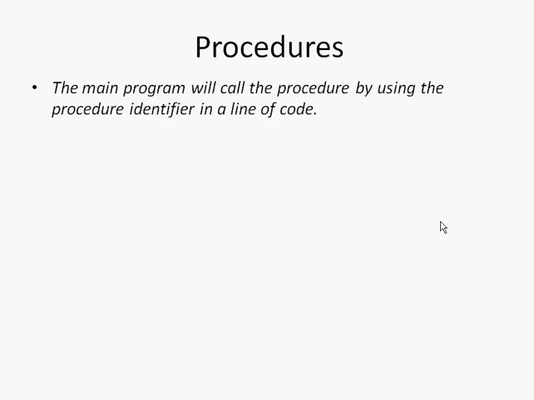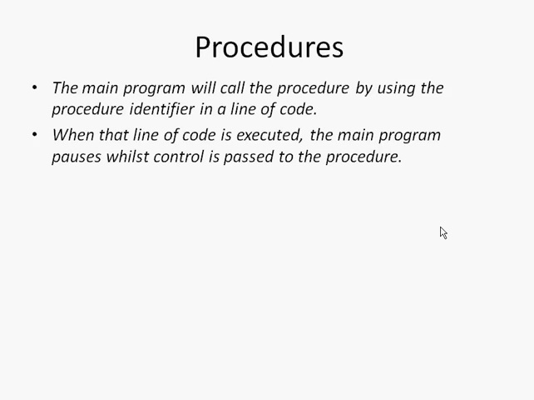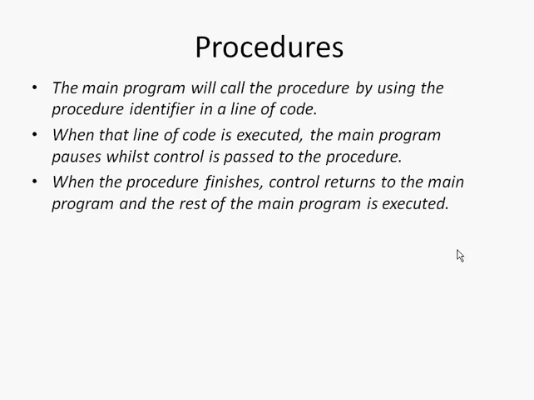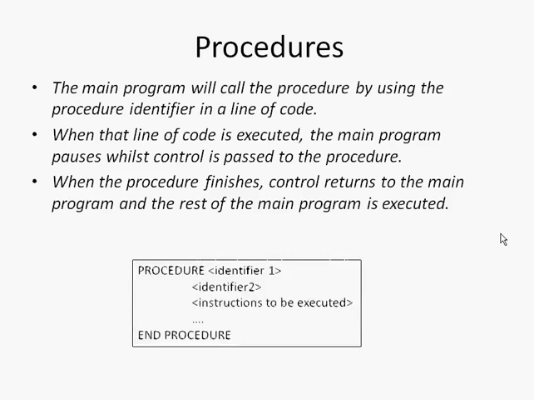So now we've seen a procedure working, here is a definition. The main program will call a procedure by using the procedure identifier in a line of code. When that line of code is executed, the main program pauses whilst control is passed to the procedure. When the procedure finishes, control returns to the main program and the rest of the main program is executed.